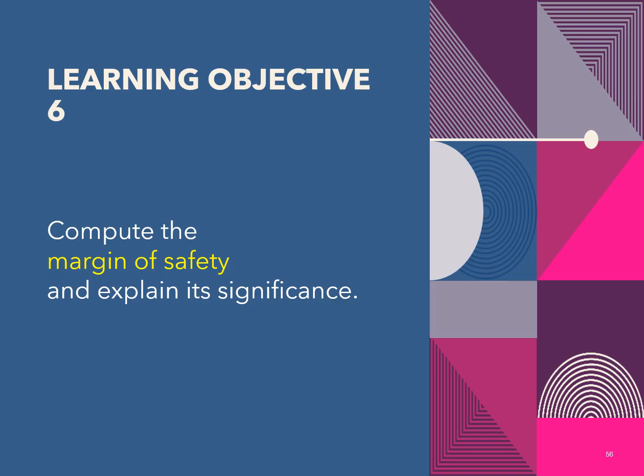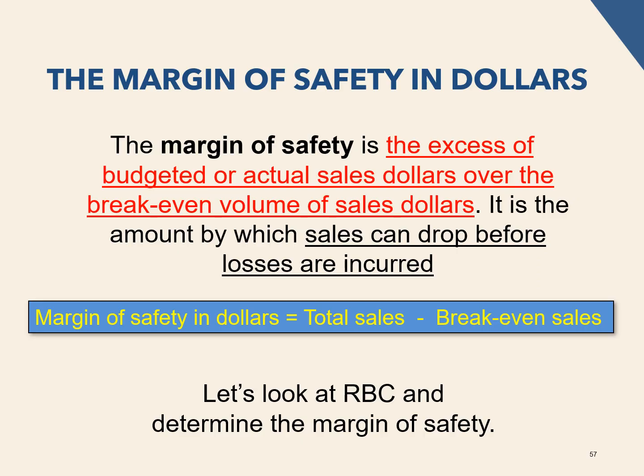Learning objective number 6: compute the margin of safety and explain its significance. The margin of safety is the excess of budgeted or actual sales dollars over the break-even volume of sales dollars. It is the amount by which sales can drop before losses are incurred. The equation for margin of safety in dollars is equal to total sales minus break-even sales. Let's take a look at Racing Bicycle Company and determine the margin of safety.